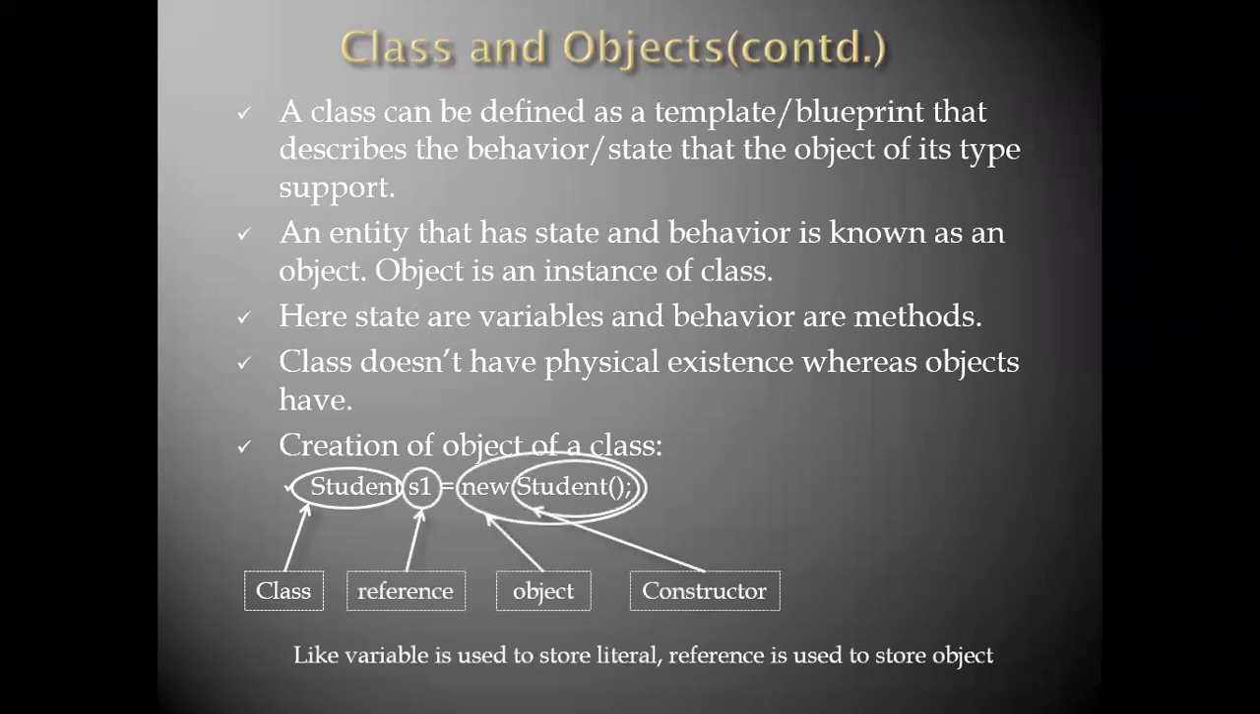A variable is to store a literal or constant. A reference is to store an object. Now S1, you see, is similar to a variable. It's called a reference variable, or you call it a reference. Like int i = 10 means what? What is i? Integer, right? i is a variable of type integer. It can store integral values. Like here, S1 is of type Student, and S1 can store a Student object.